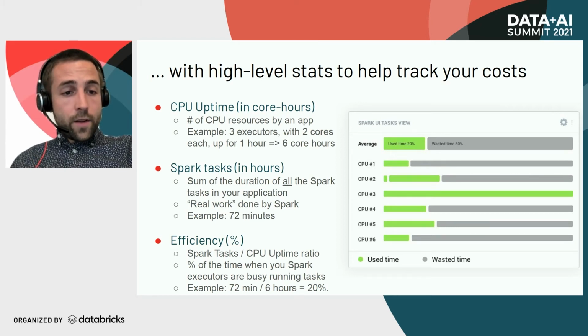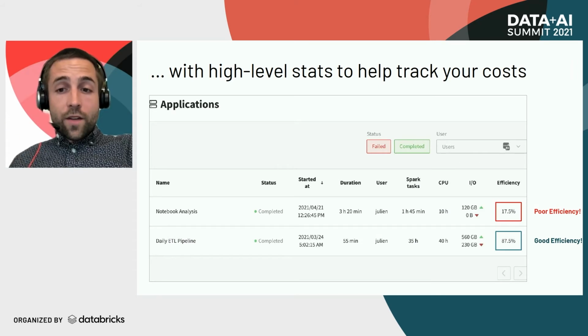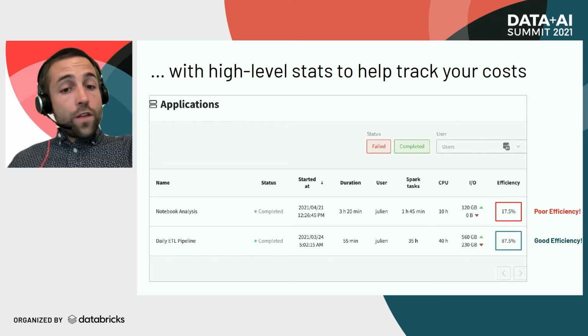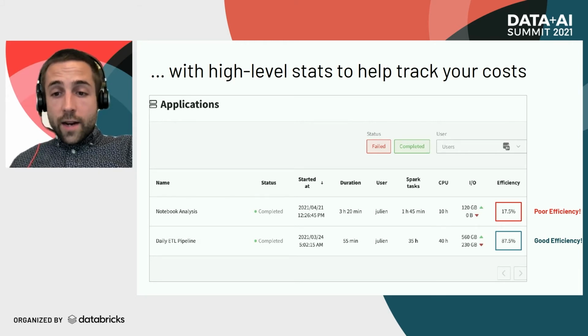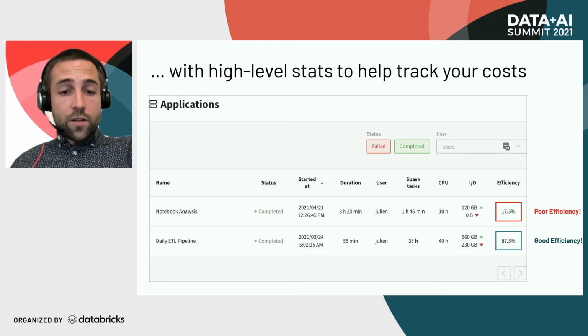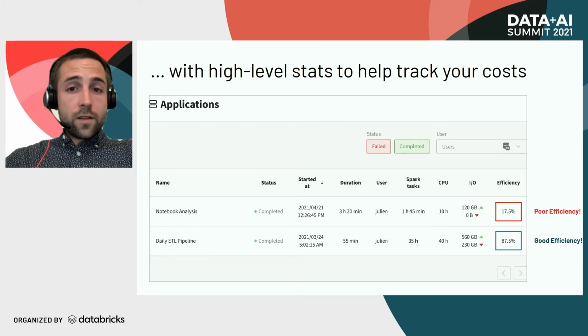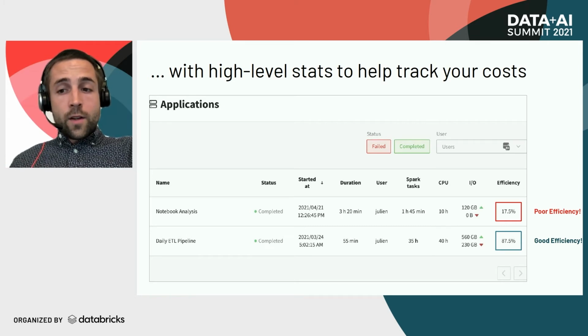As you can see, this dashboard helps you identify which applications are worth investigating. In this example, the first line is a notebook, which had an efficiency of about 17%, which is not great. This is probably because it's an interactive session, and maybe you ran some code and then you had to go to a meeting, but your infrastructure didn't scale down. This is pretty common for notebooks. The second line shows more of an ETL pipeline where we have an 87% efficiency, which is great. Out of the 40 hours of CPU uptime, 35 hours were spent running Spark tasks. This is typically the kind of efficiency we should aim for.